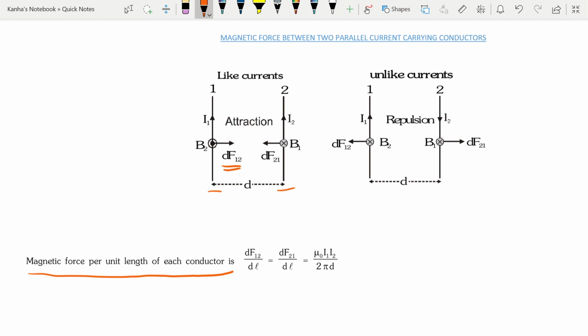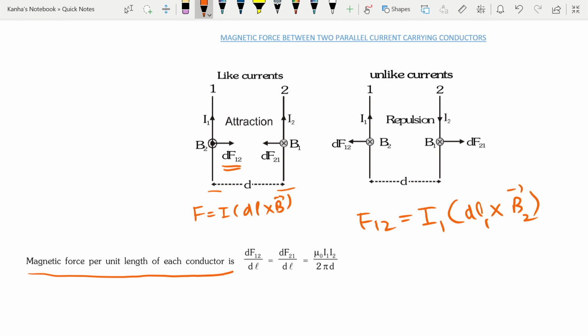So the magnetic force on 1 due to 2 will be given by what? You first need to find my expression of force, it's I into dl cross B. Okay. So what this means is my F12 is nothing but my current in the first conductor into dl of the first conductor or the wire into B of the second conductor. Okay. And we already know the expressions of B from before. Due to a wire, my B is nothing but mu naught I by 2 pi r.